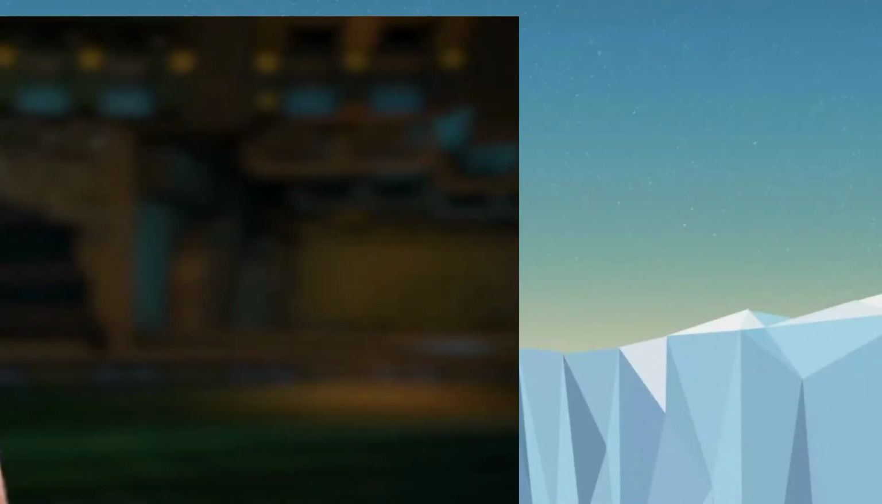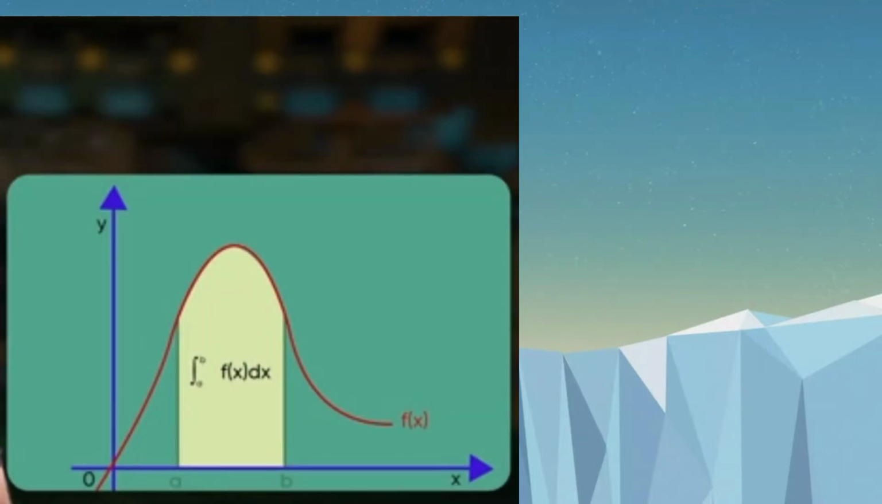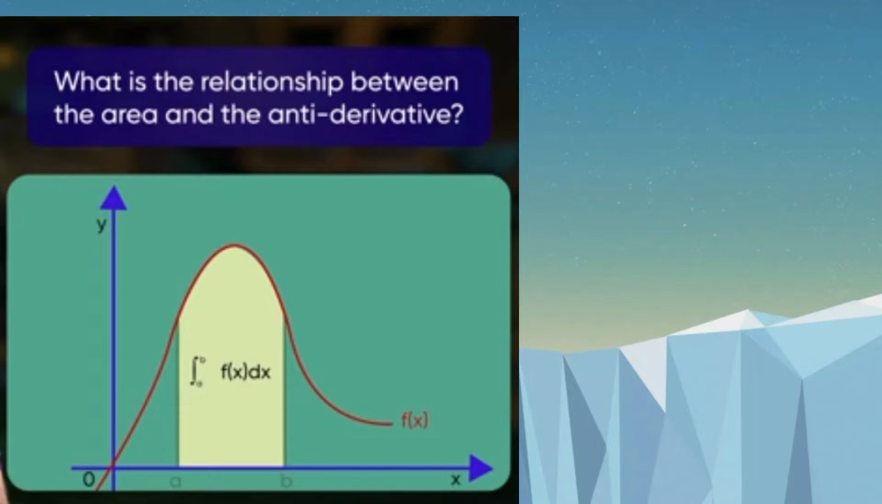Integration is one of the fundamental concepts in calculus. What inspired the origin of this concept? Why do we call it the antiderivative? And how is this related to area? Curious to know this and much more? Well, watch the video to find out.